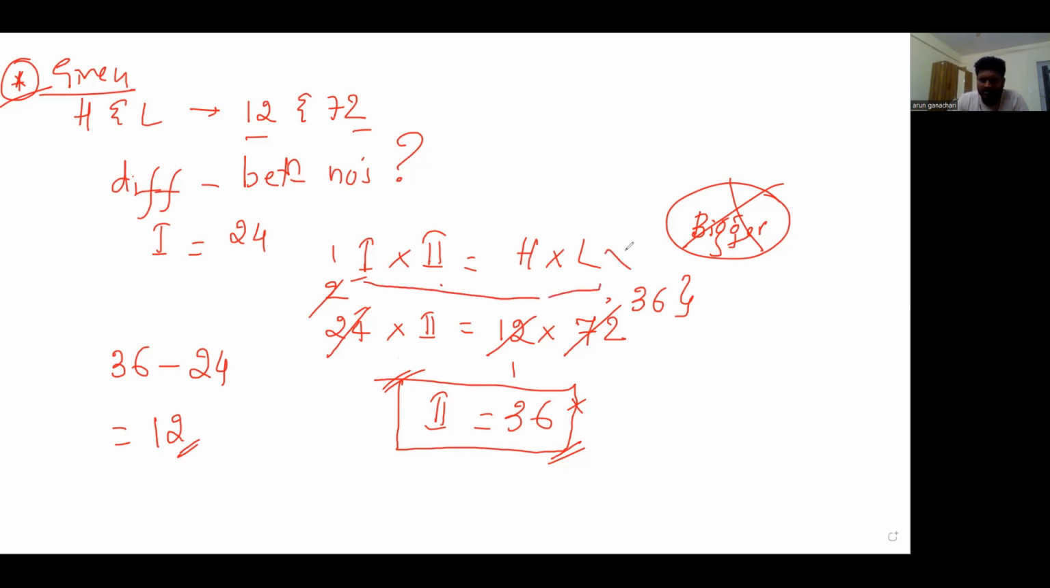With practice, I think you can skip this step also. All you have to write is this step. Only one step, which is this. And move on from there. 36 you have found out. If you know the first number is 24, the difference will be 12. No need to write all this. I think you can mentally manage all of this. So that will come with practice. So try to practice as much as possible.